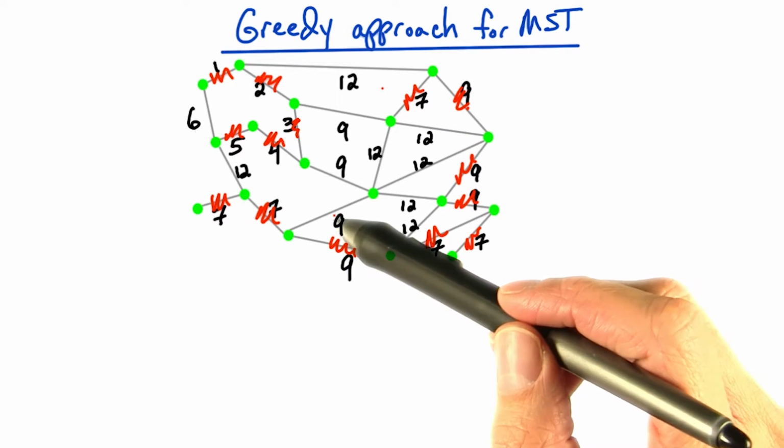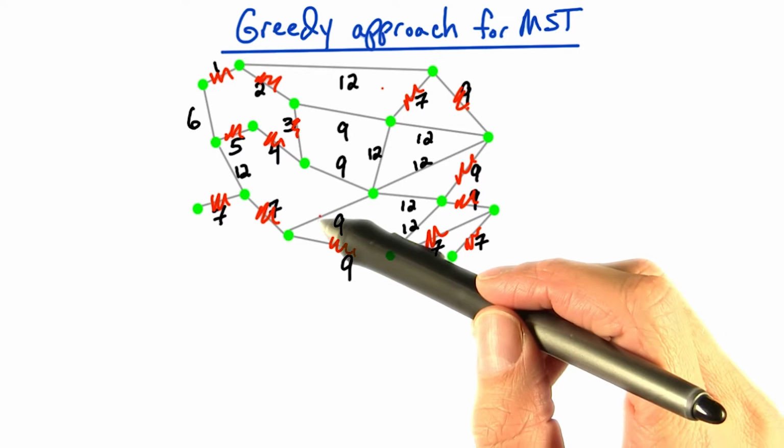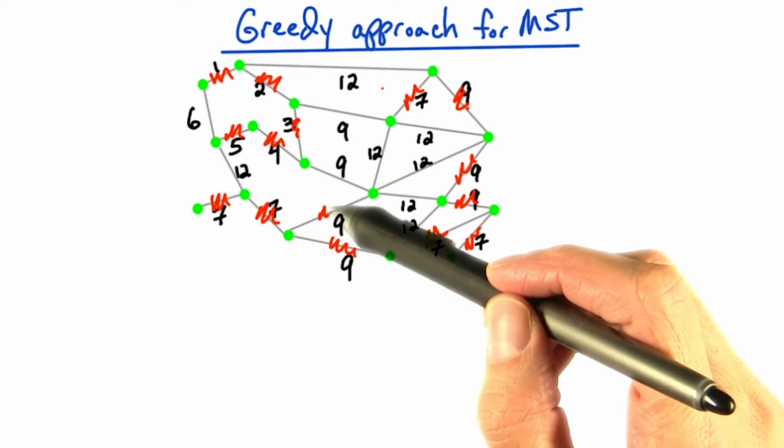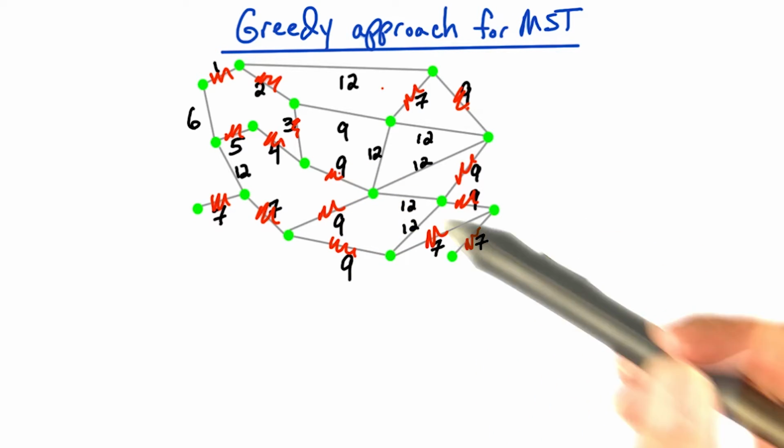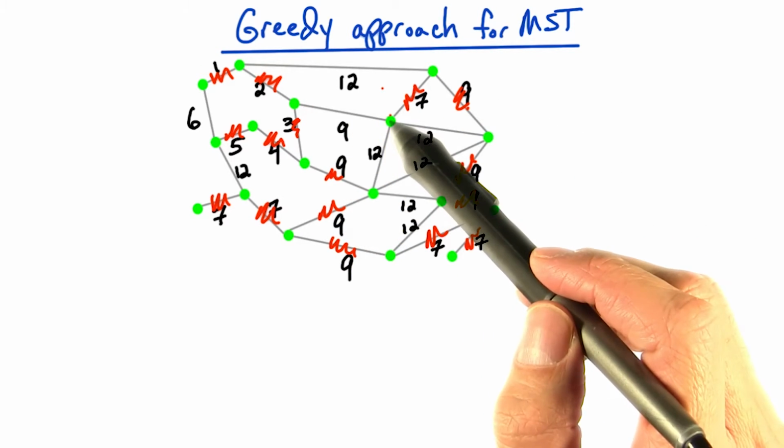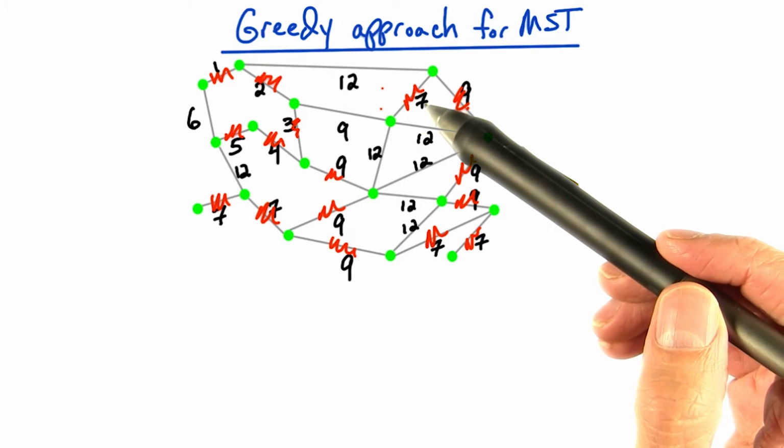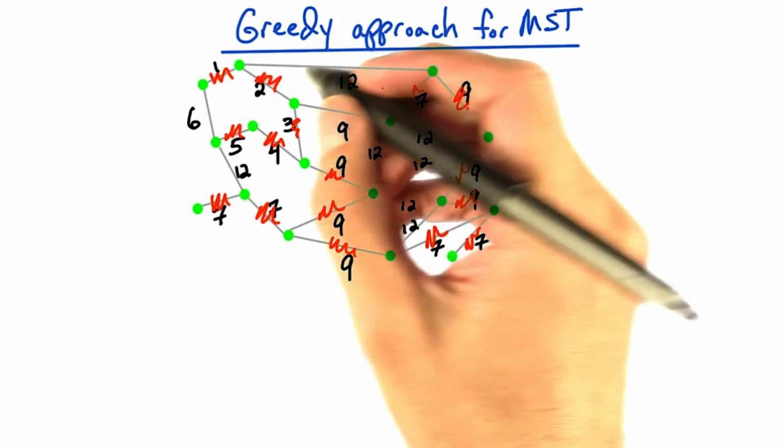Now let me consider these other edges of weight 9. This edge I can add in without creating a cycle. Similarly, this edge. Finally, when I consider this last edge of weight 9, can I add it in without creating a cycle?